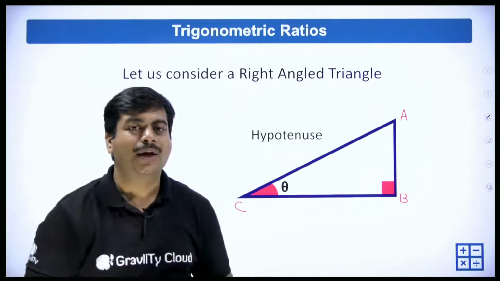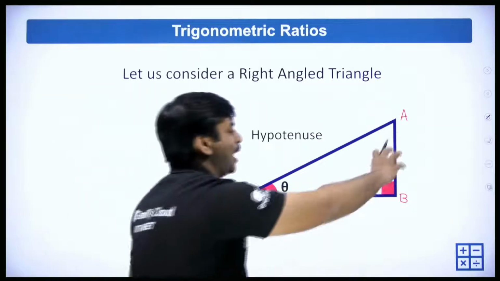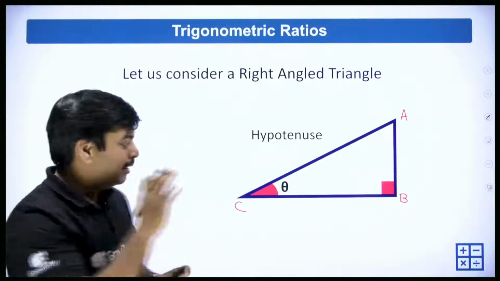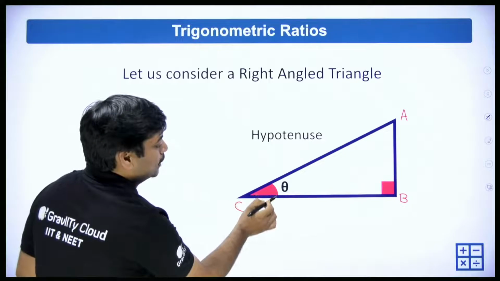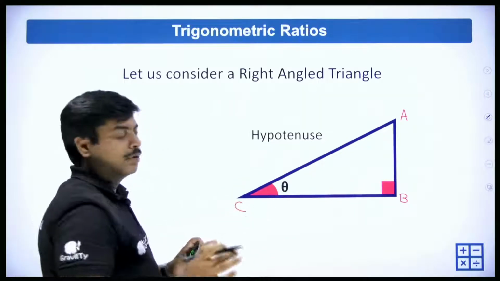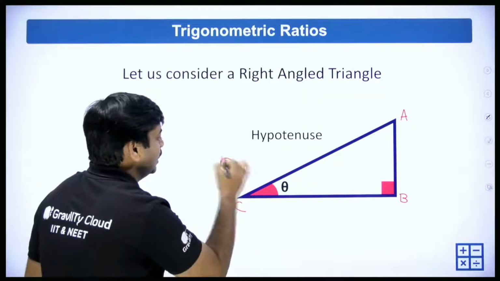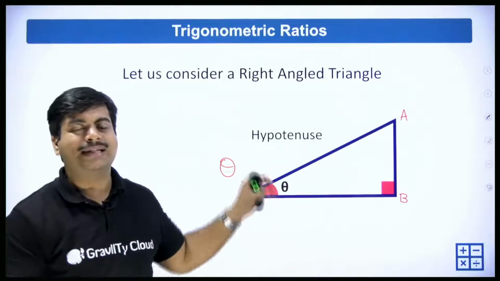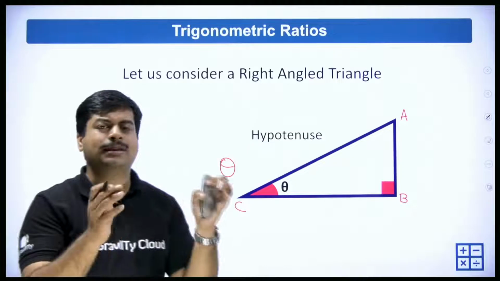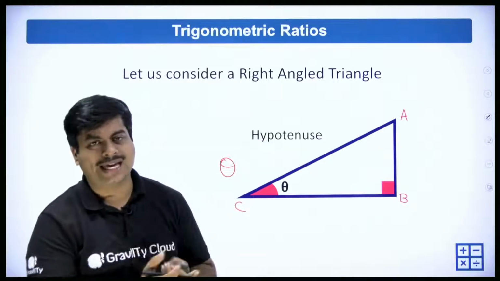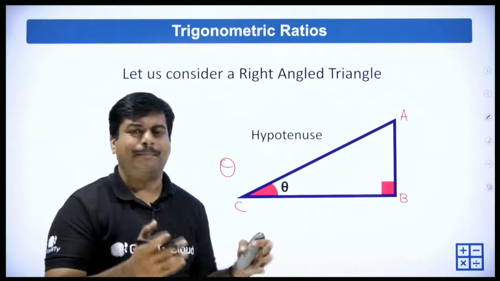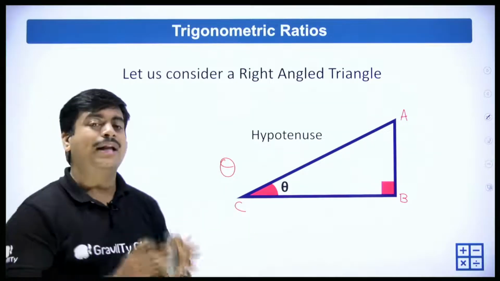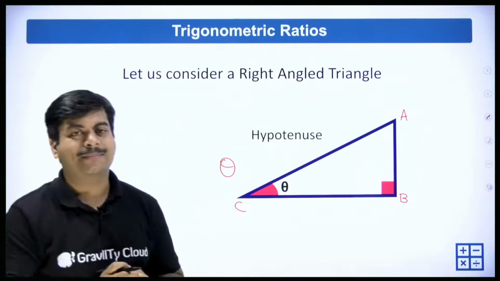Now, to define the other two sides, we take a reference. Here, we take the reference of this angle which is theta. This symbol is called theta. This is a standard symbol to represent an angle. You can represent it with any variable: x, y, a, b, p, q, whatever it is. But in the standard form we use theta, or else x, in the majority of cases.